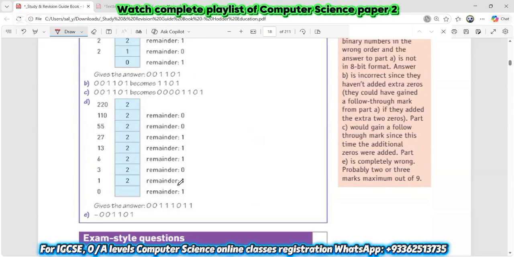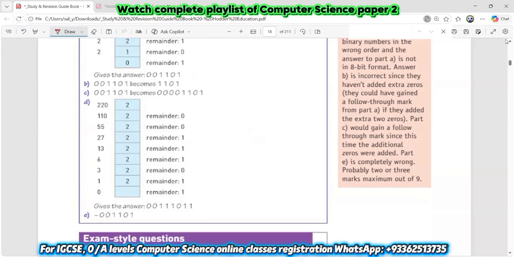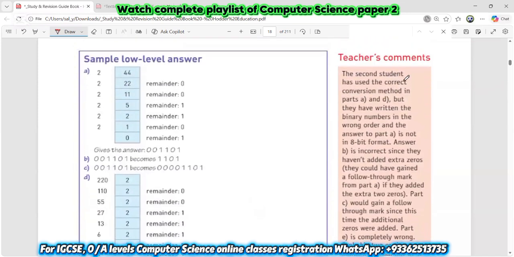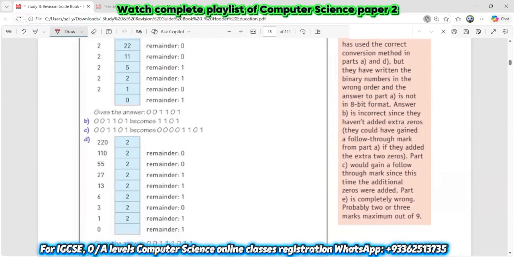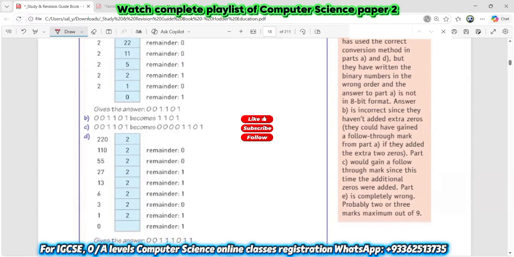That is what is going to be considered as low level. You can see again, the second student has used the correct conversion in parts A and B, but they have written the binary numbers in the wrong order. And the answer is not in 8-bit binary format. Be clear, in 8-bit binary format. Answer is incorrect since they haven't added extra zeros. They could have gained a follow-through mark from part A if they had added the extra two zeros here. Part C would gain a follow-through mark since this time the additional zeros were added. Part E is completely wrong. Probably 2 or 3 marks will be given out of 9. So see for yourself how easily you can score and how easily you can lose the marks also.